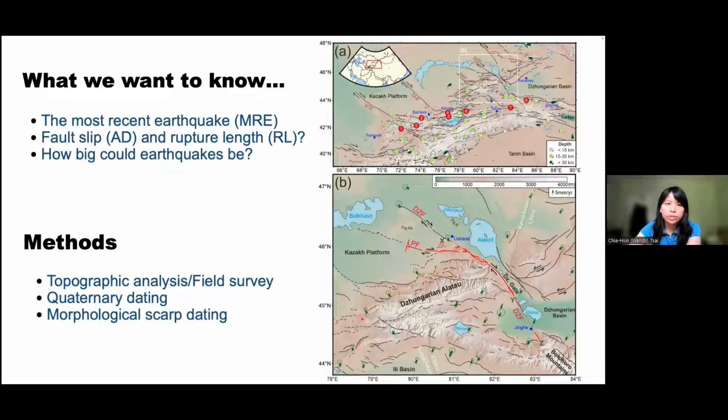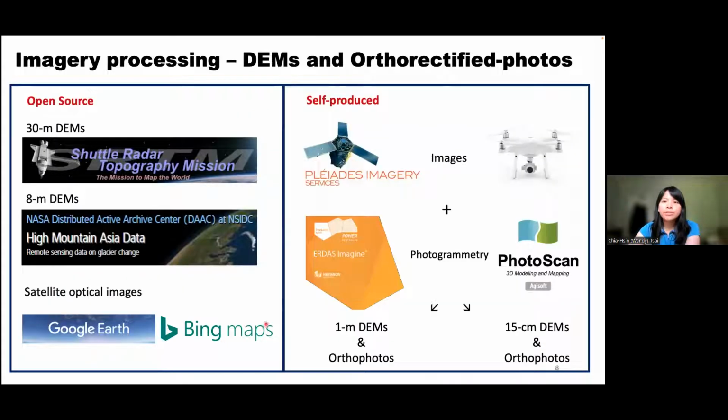To answer these questions, we use topographic analysis as the main approach to measure the offsets and the ruptures. We also have several samples for quaternary dating with additional morphological scarp dating results to help define the timing of the rupture. The topographic imagery we used include the digital elevation models and the orthorectified photos from both the open source and self-produced products. We use these imagery to map out the faults and identify geomorphic features.